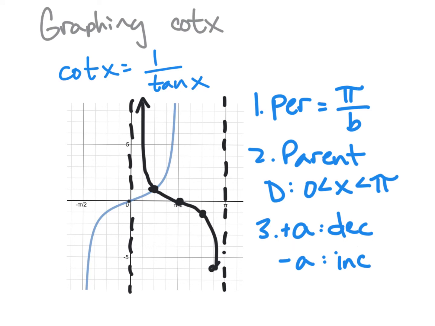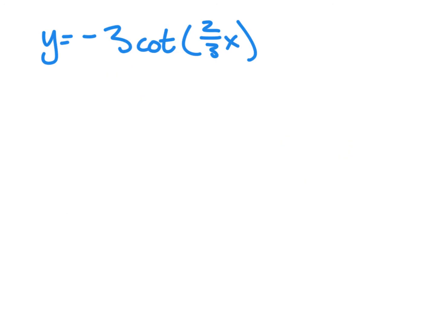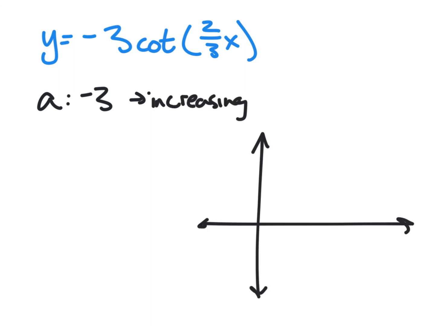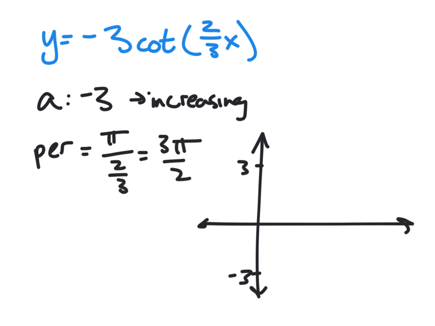So let's do an example. Let's look at y equals -3 cotangent of 2 over 3x. The first thing that we can notice is that a is equal to -3. So we know that this is going to be an increasing function. So I'm going to go ahead and set up my graph to have a top point at 3 and a bottom at -3. Next thing I'm going to do is find the period, which is pi over b, so pi over 2/3, which is going to be 3 pi over 2.